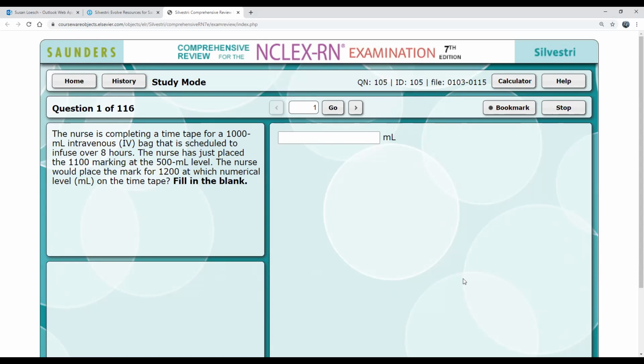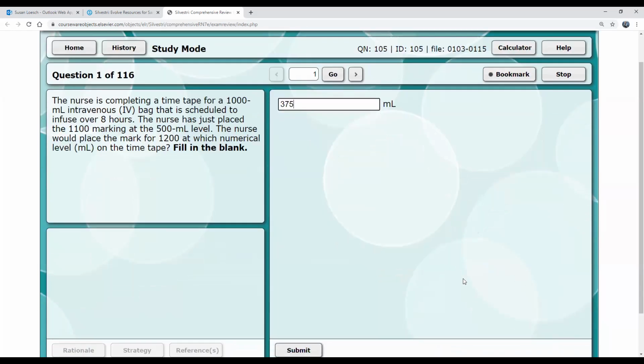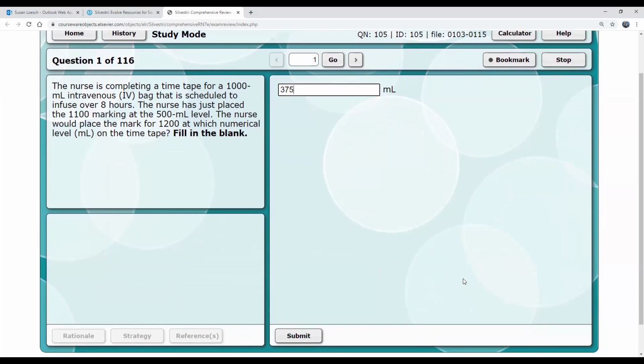Anybody? We have 500. It's going to run from 11 to 12. So if we're at 375? Good, 375. Everybody understand how we got to that calculation? Because this is kind of like the timed bags that you're going to see.